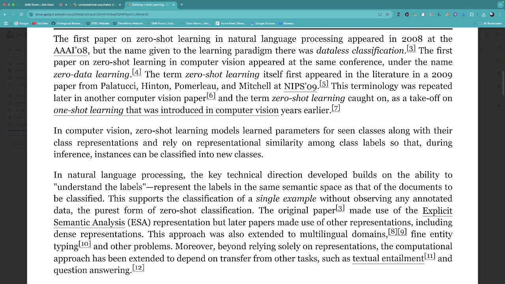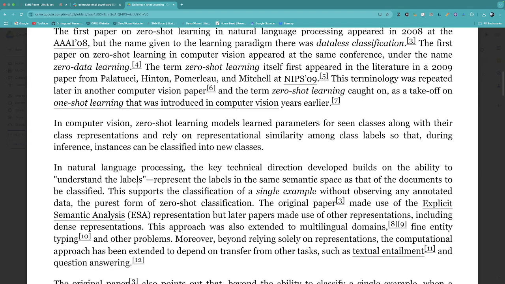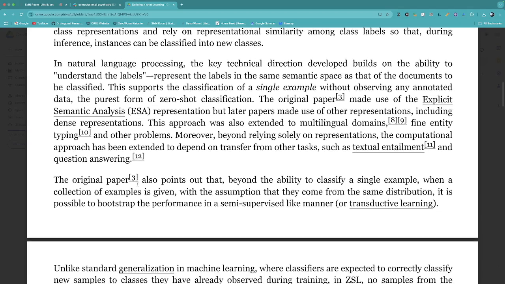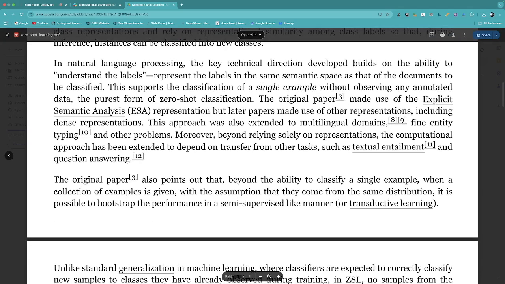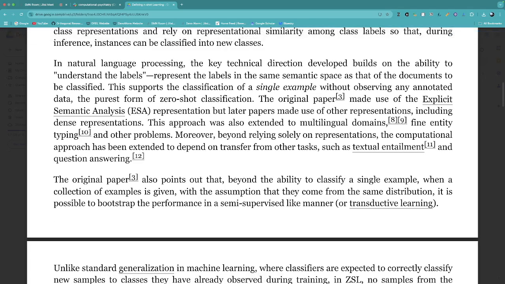Moreover, beyond relying solely on representations, the computational approach has been extended to depend on transfer from other tasks, such as textual entailment and question answering. Then the original paper also points out that beyond the ability to classify a single example, when a collection of examples is given with the assumption that they come from the same distribution, it is possible to bootstrap the performance in a semi-supervised manner, or what they call transductive learning.